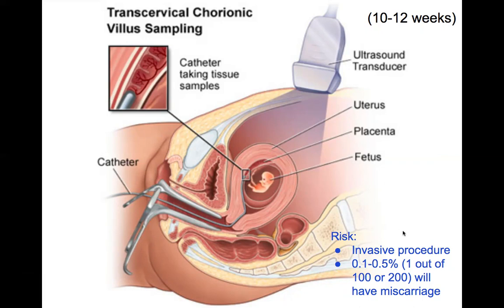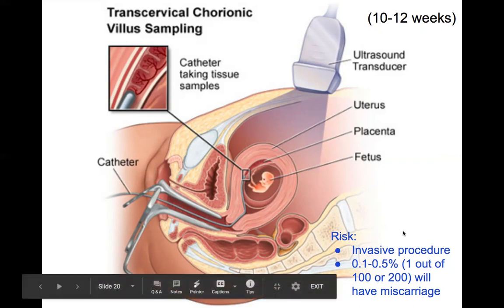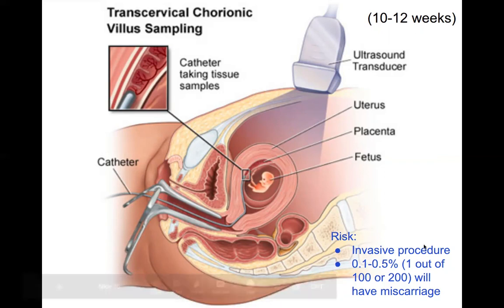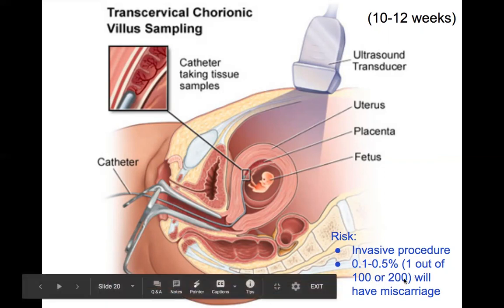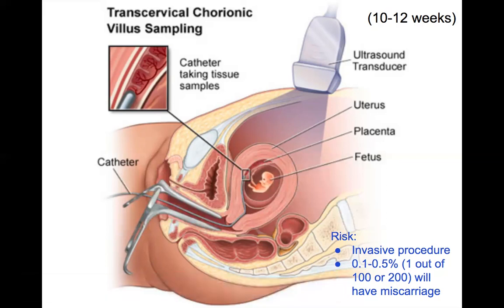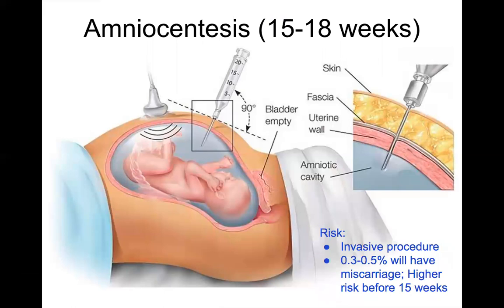Now, this procedure is a bit invasive, and there is a 0.1 to 0.5% chance, or 1 out of 100 or 200 babies when this technique is performed, that can lead to a miscarriage. This technique is actually performed when the baby is approximately 10 to 12 weeks old. Another technique known as amniocentesis could be performed a little bit later beyond this time period, and it is done between 15 to 18 weeks.